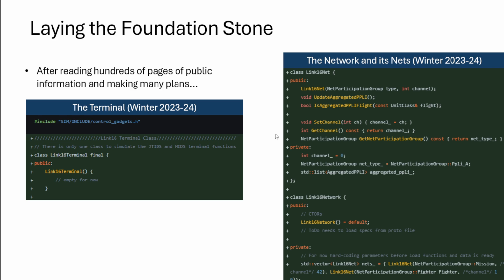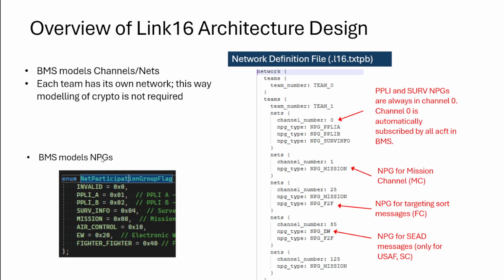is going to have different network participation groups. So what I did then was develop, for each one of these channels, different network participation groups. The first version had PPLI, PPLI B, surveillance, mission, air control, electronic warfare, and fighter. It was just not implemented, but everything is already in place. There are placeholders for fighter to fighter, electronic warfare, and mission, but we have PPLI and surveillance. So this is how it looks like.